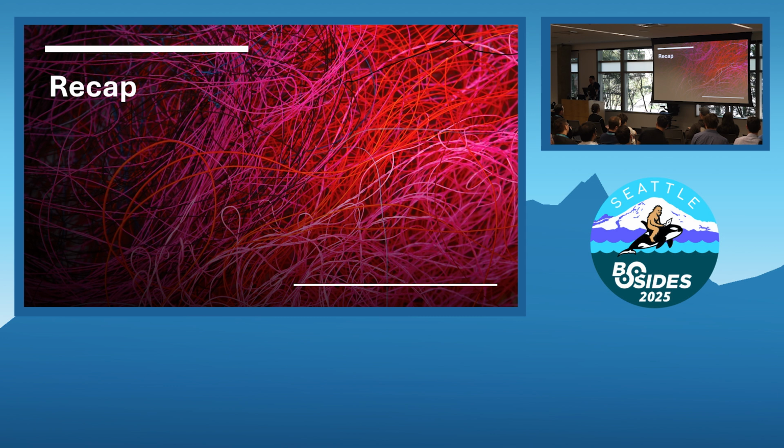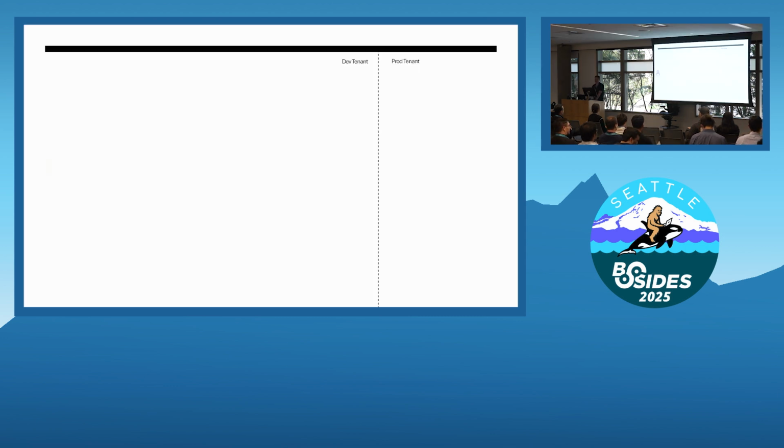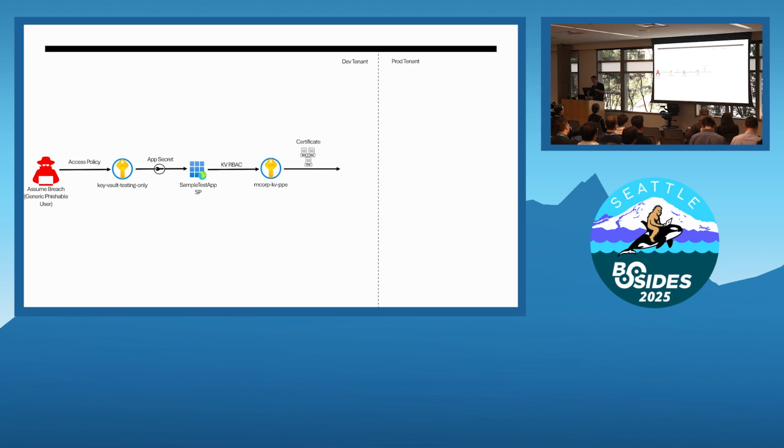So just recapping what we and Bob just did. We started off with a generic user that was phished. That generic user had pre-existing access to a testing vault where we stole an application secret. From there, we authenticated into a sample test app service principal. That service principal had a Key Vault certificate user role on a PPE vault. That vault contained a certificate. That certificate allowed us to then pivot into our production tenant as this PPE service principal.